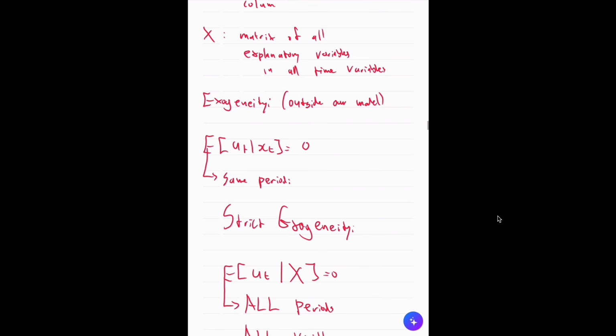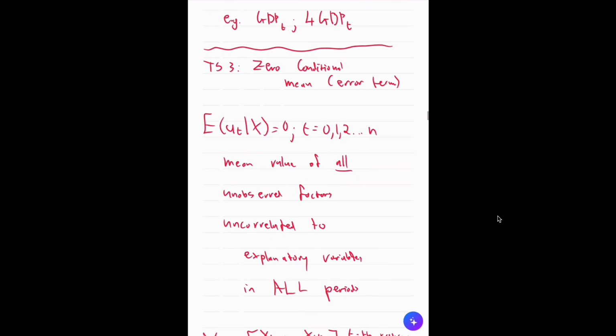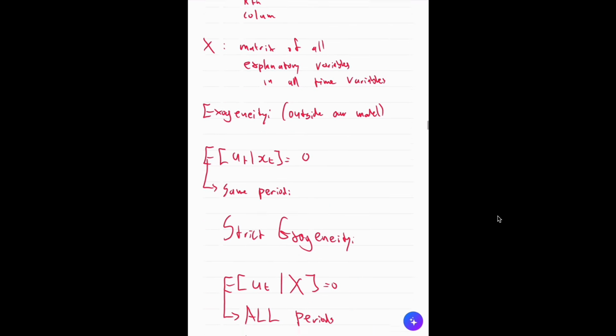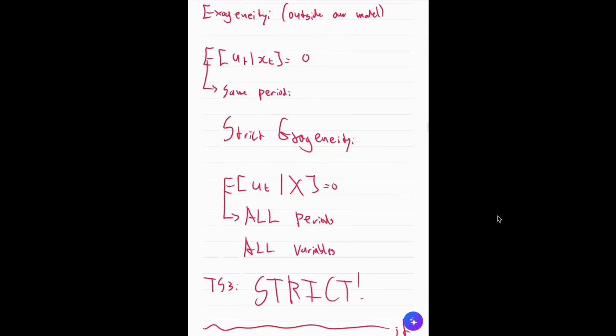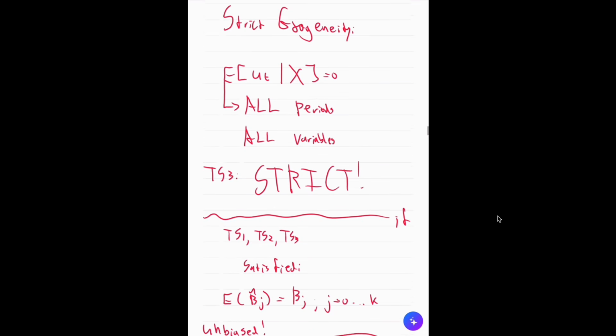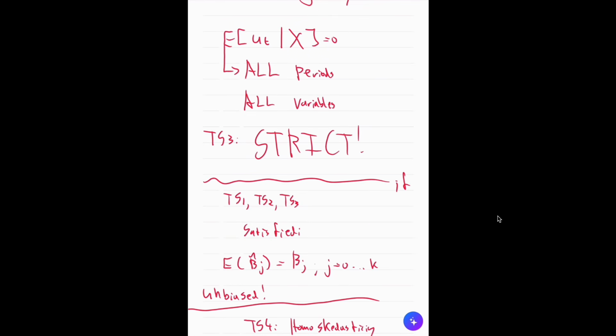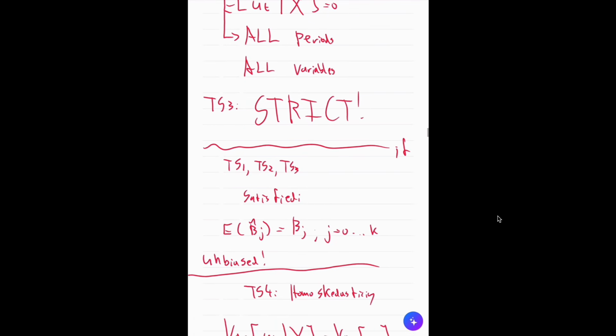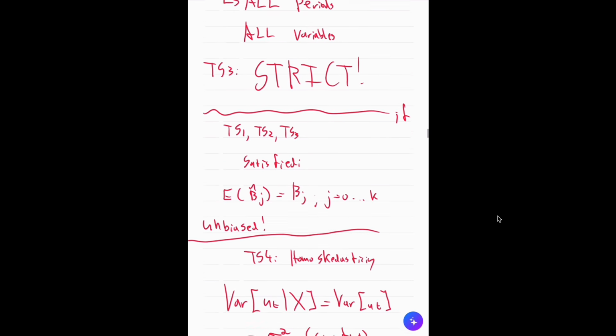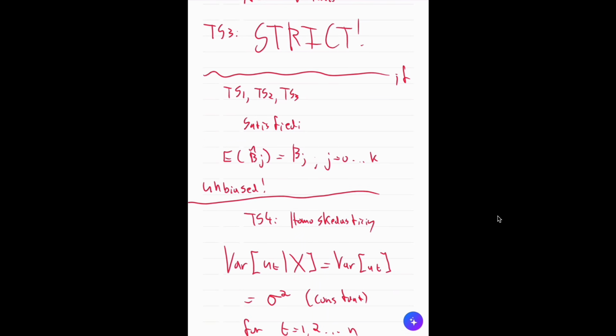So the assumption that we use, the third assumption of zero conditional mean, is strict exogeneity. So strict exogeneity means that the expected value of our error term, given all explanatory variables over all time, is zero. Now, if we have the first, second, and third assumptions satisfied, we have an unbiased estimate of our coefficient, right? So the expected value of our estimated coefficient is equal to the true population parameter, for j equals 0, 1, 2, ..., k, right?